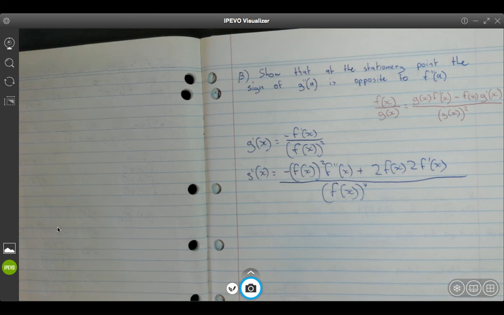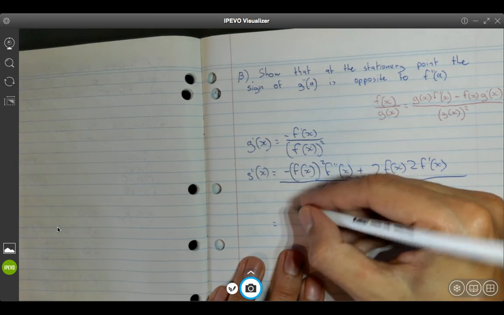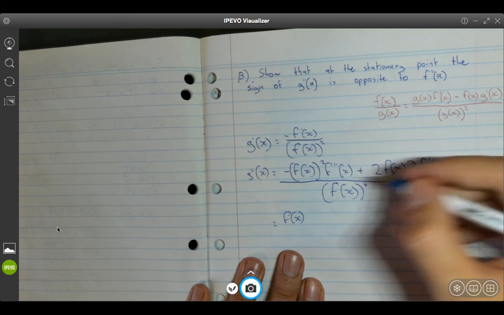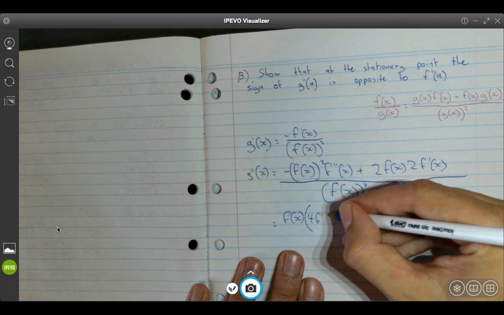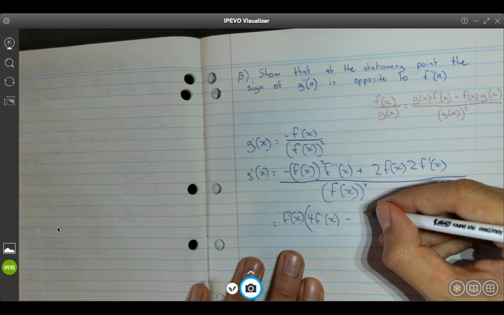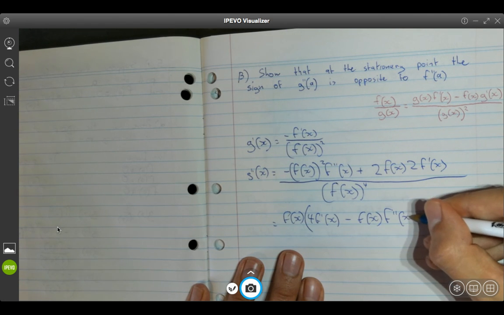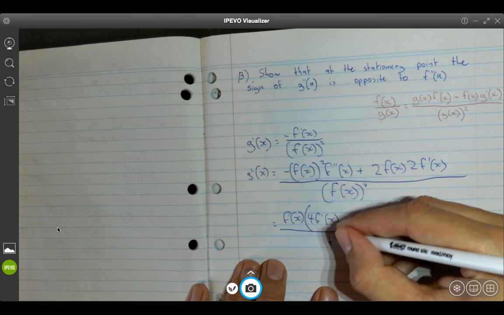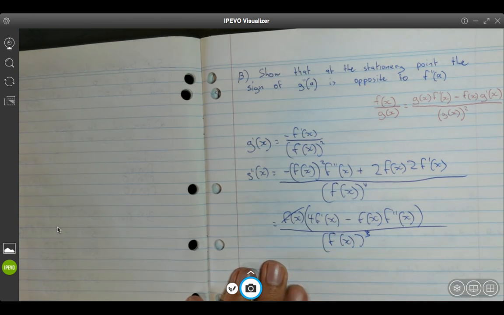And we can simplify this again by factoring out the f of x. So take the f of x out, and we're going to switch these over. So we have 4 f prime of x minus f of x f double prime of x. It's all over f of x all to the power of 4. That's going to cancel, so we can say 3.